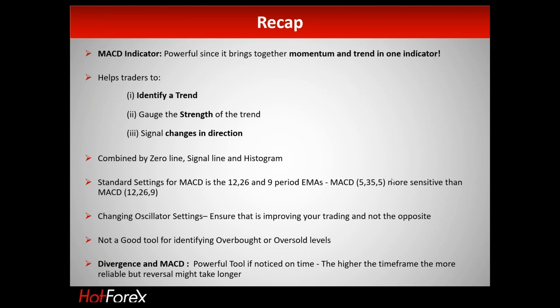So just a recap. The MACD indicator, as we said, is considered one of the most powerful indicators because it combines a trend direction indicator and a momentum indicator. So it helps with three things: identifying the trend, finding the strength of the trend, and signaling the change of the direction. It is combined by three parts: zero line, signal line, histogram. We have already said about the different settings that you can use. Make some tests, check which one suits your trading style better.